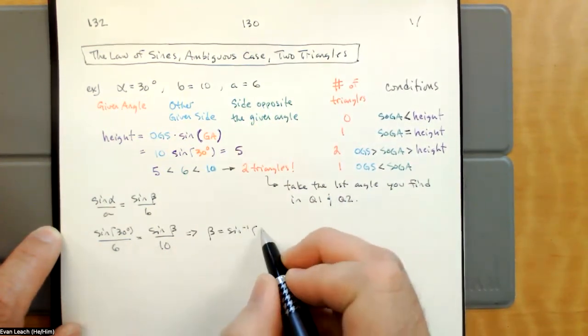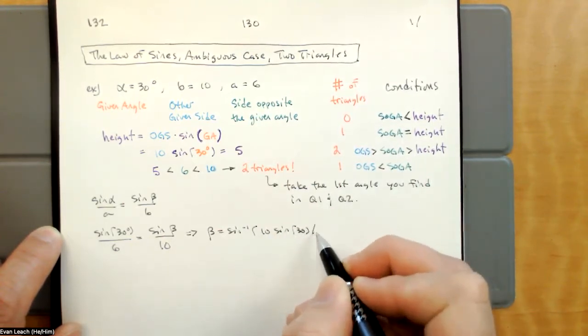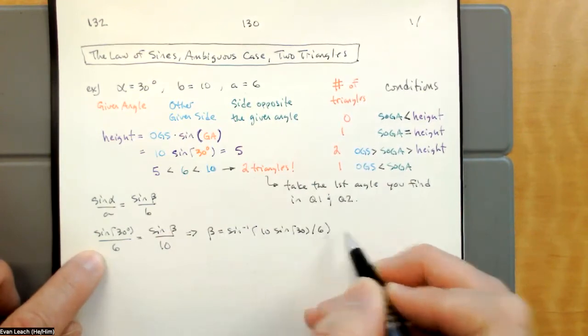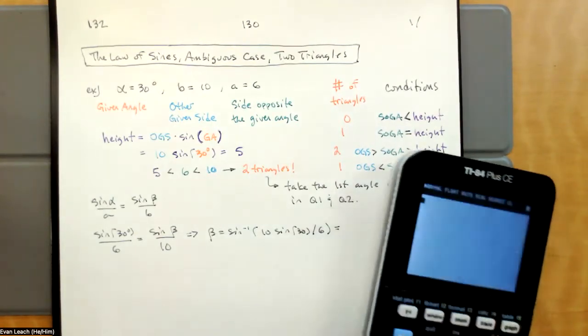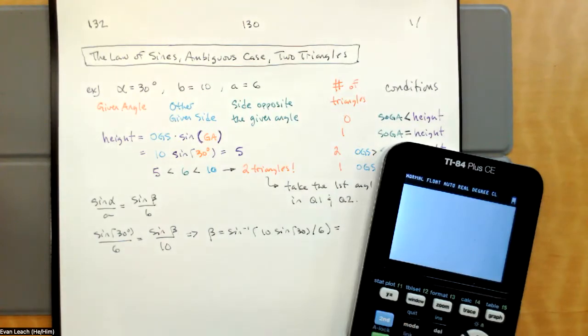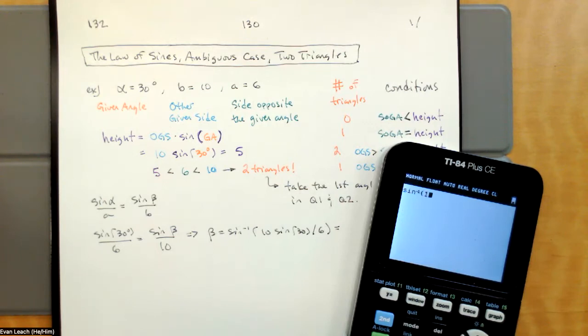So I do 10 times the sine of 30, close parentheses, and then divide by 6. And that'll be my first angle beta. So I'll take the sine inverse, make sure I'm in degrees, of 10 times the sine of 30, that's just the height of the triangle, and divide by the other given side, the side opposite the given angle. So it looks like beta is 56.4 degrees.